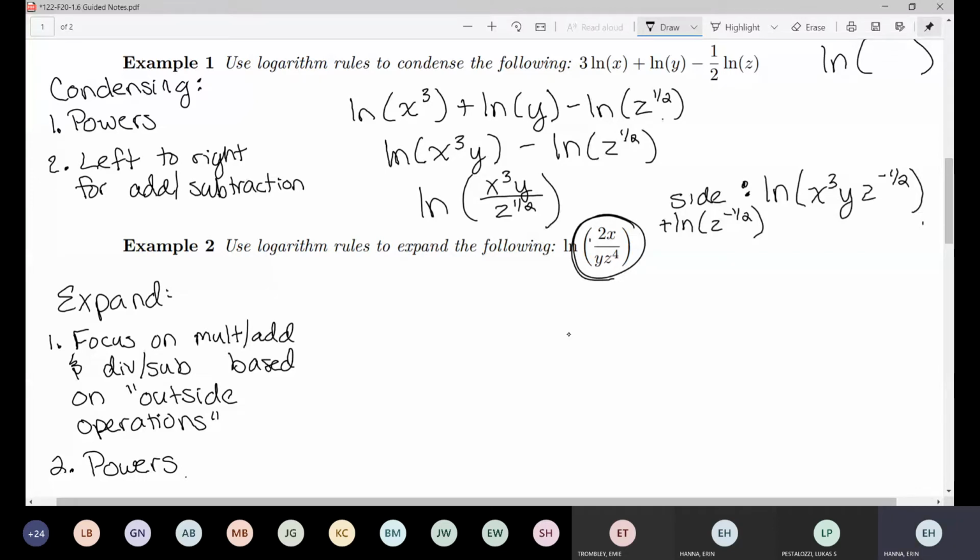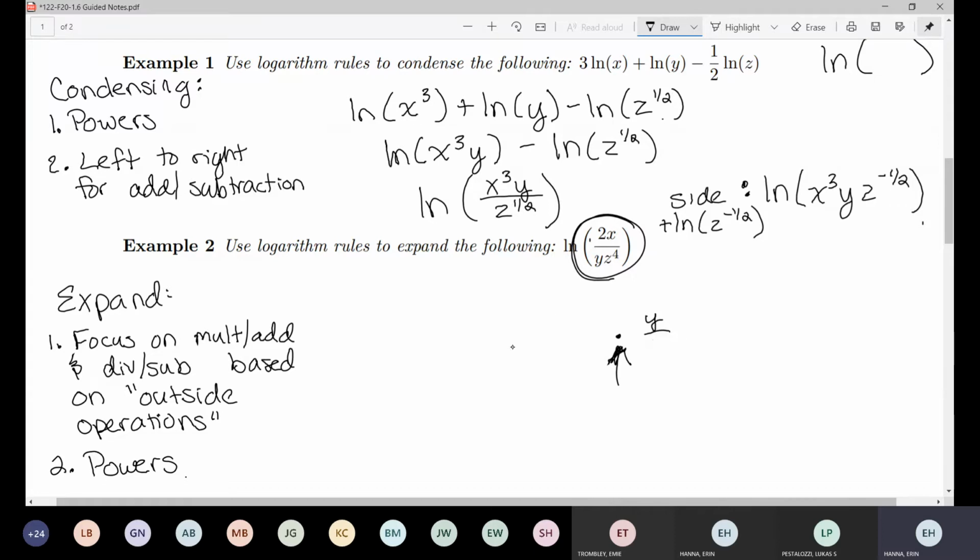Whereas say I had something that was like 2x times y over z cubed, and it was in a natural log. I have division there, but kind of the outermost thing that's happening is this multiplication right here. So we'd have to take care of that first. Does that kind of make sense? So it's kind of like you're looking to see what's happening on the outside, if you will. I never know how to explain this part well. Just kind of takes some practice.